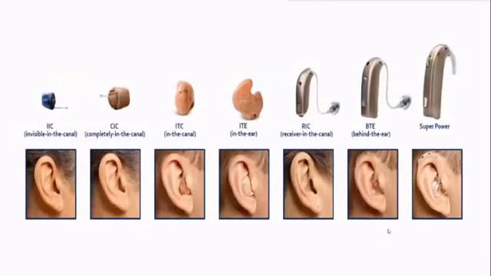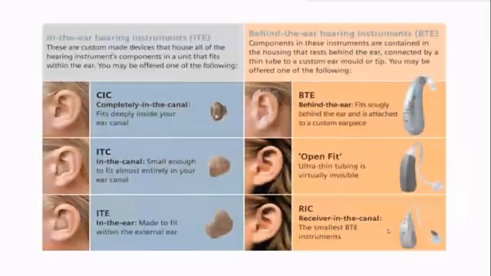So this is a diagram showing the different types of hearing aids. One is behind the ear, the normal one we see. Some are only in the canal, and some you can't even see, because they sit deeply inside the canal.